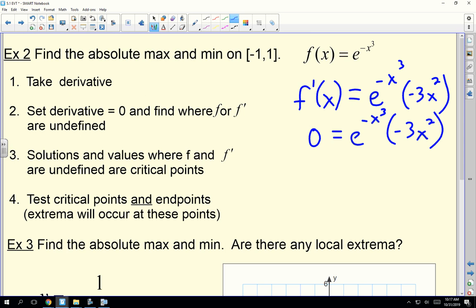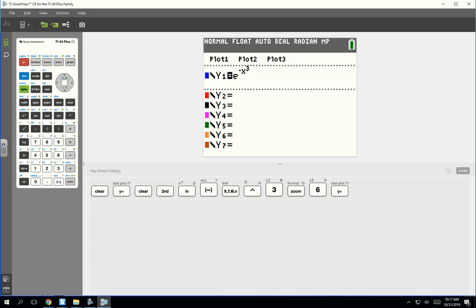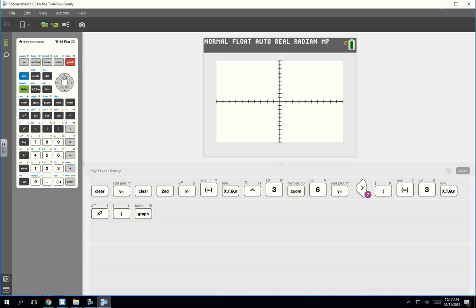Do you guys remember how to do this? So you're going back to your calculator. You're going to enter in negative. We can just fix this. Just tack on the -3x to the second to it. So there it is. You can go ahead and hit graph. Okay, so there's the derivative.